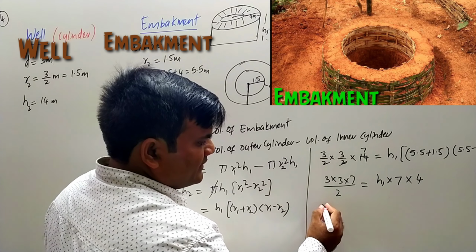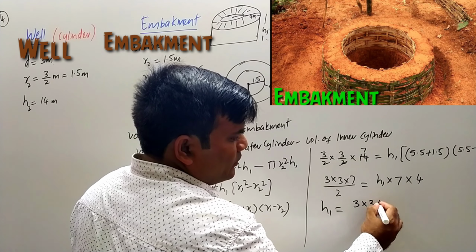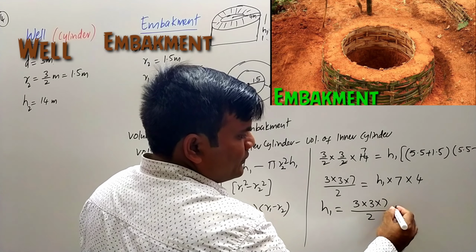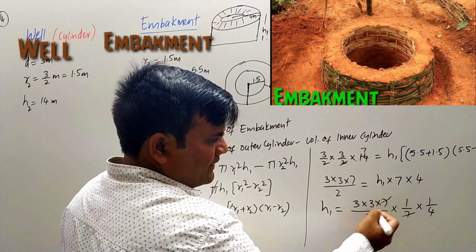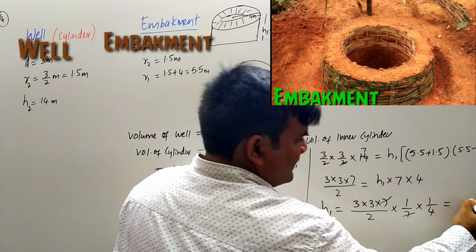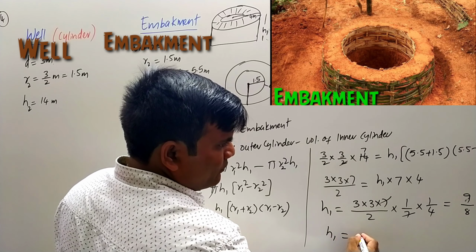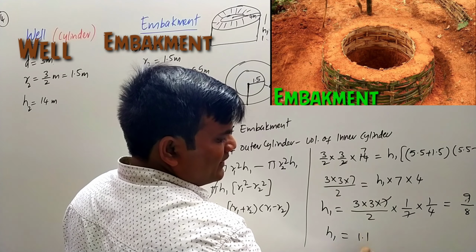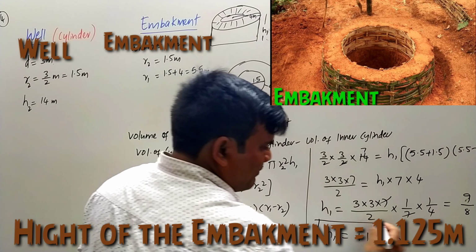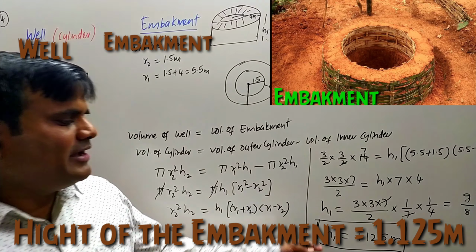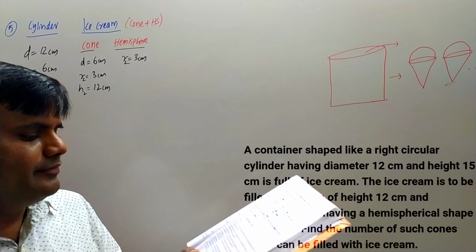7 by 4 transposed to the left side, we will get h1 is equal to 3 into 3 into 7 by 2. So 7 is 1 by 7, 4 transposed to the left becomes 1 by 4. So 7 cancels. The remaining numbers, 3 into 3 is 9, 4 into 2 is 8. So 9 by 8. Convert into decimal: 8 ones are 8, 10, 8 ones are 8, 20, 8 twos are 16, 40, 8 fives are 40. So the height of the embankment is equal to 1.125 meters.